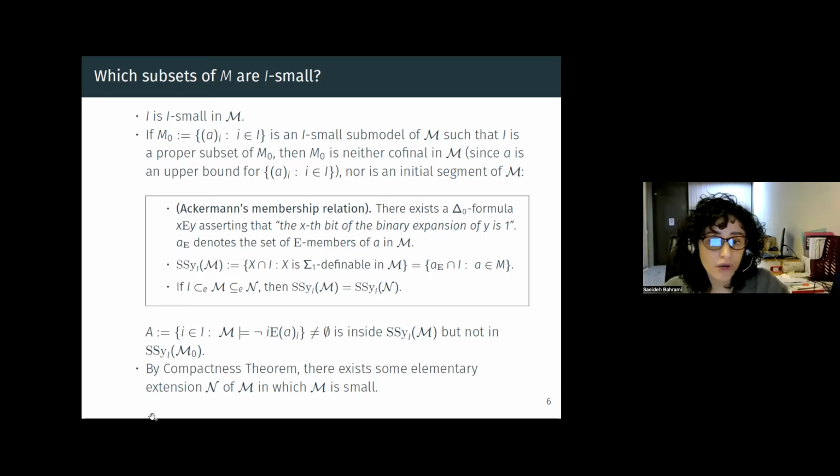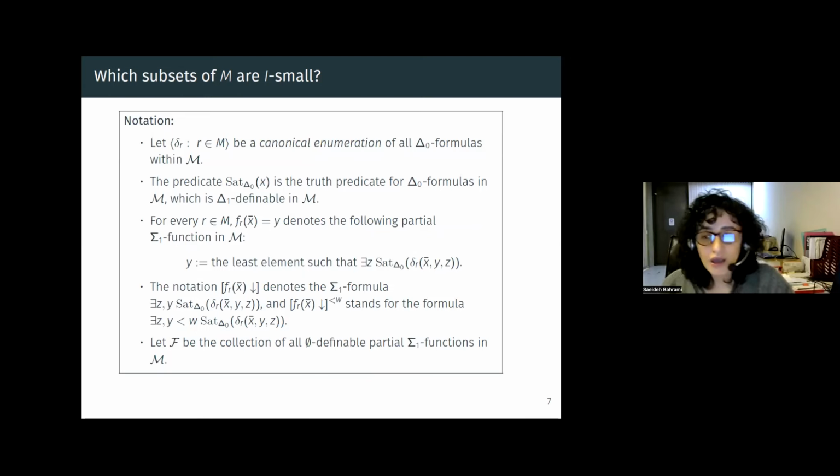Whenever we have M, by an easy compactness argument, we can find some elementary extension of M in which M is small. And to continue investigating the property of I small, I need here to open the parentheses and fix some notation together.